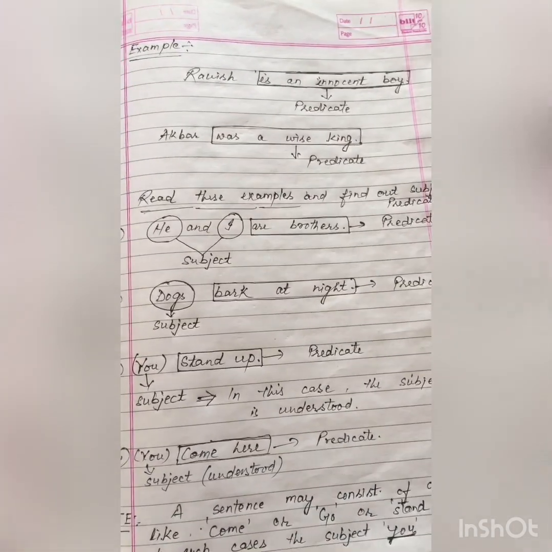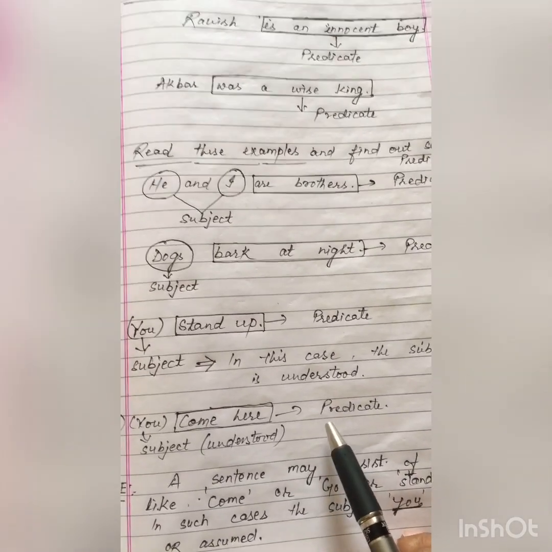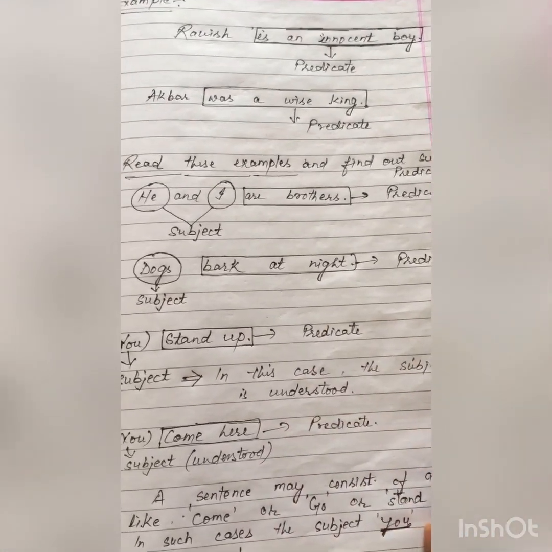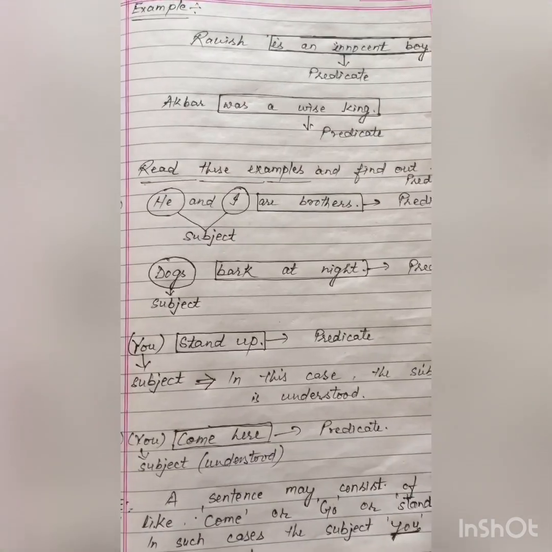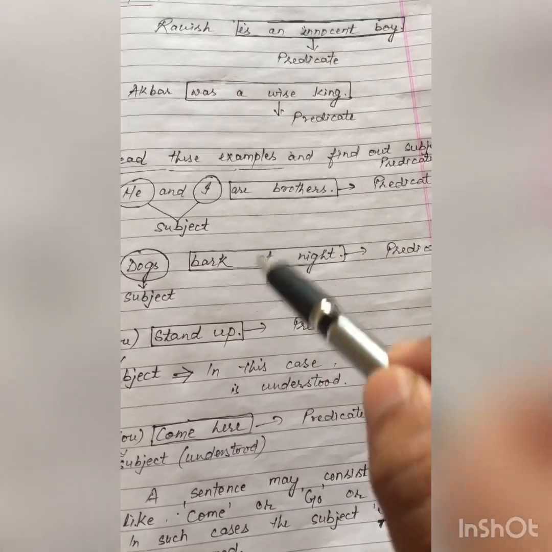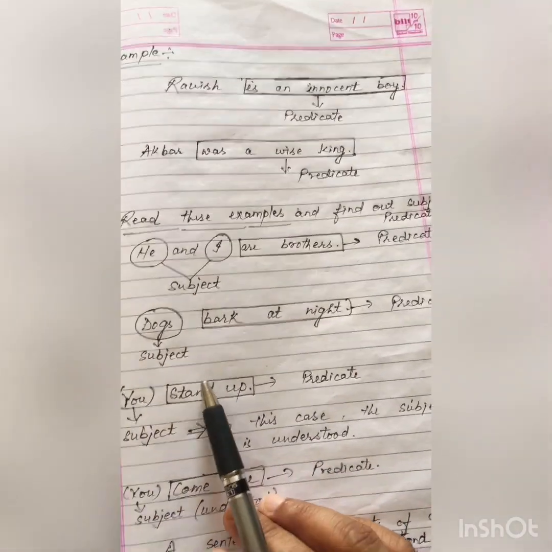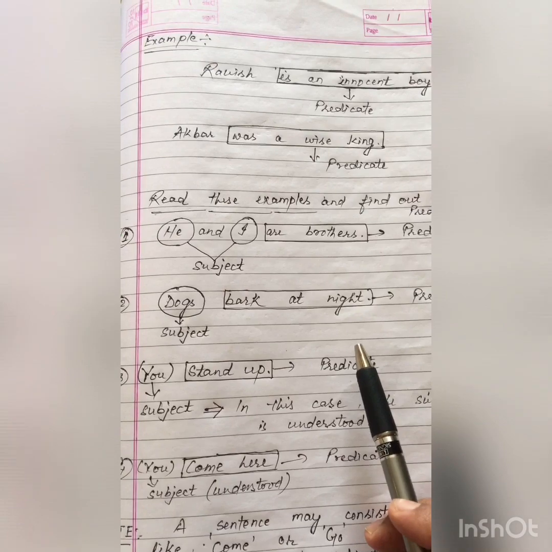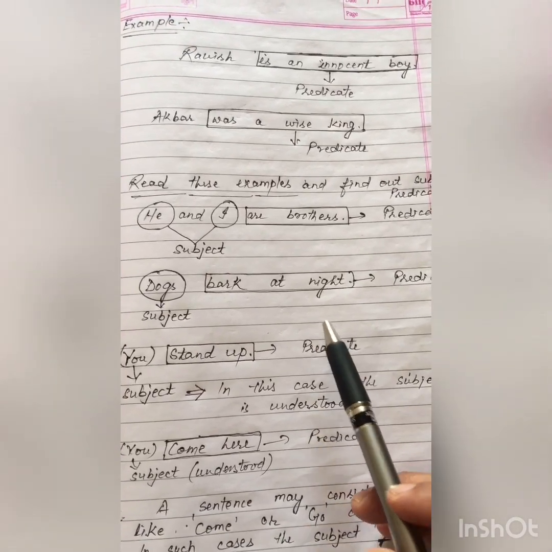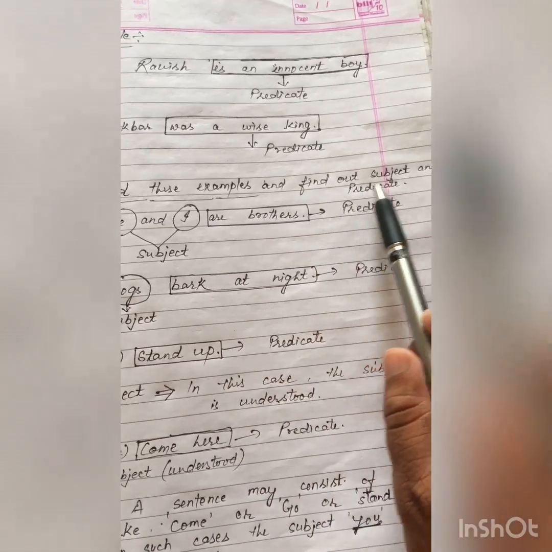Now there are many examples and you have to find out the subject and the predicate. I have written some examples here. These are solved examples. So we will just see here to understand more about subject and predicate. Read these examples and find out the subject.